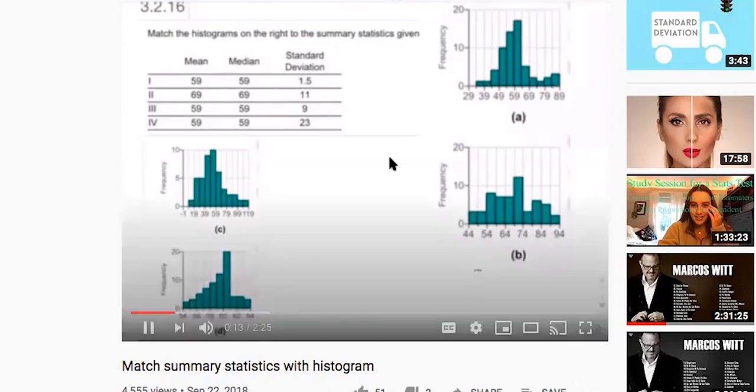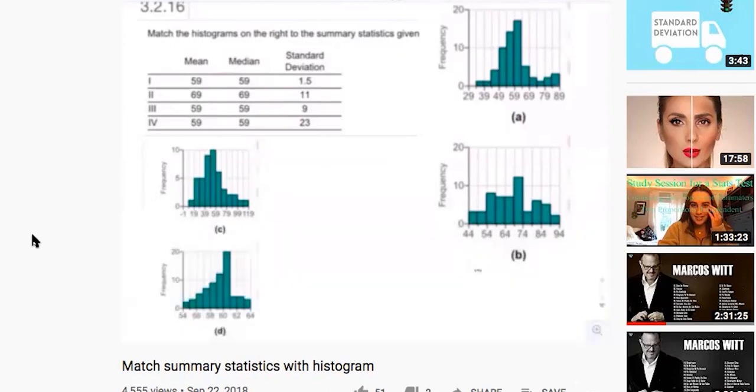One observation that we can make here is that the mean and the medians are both either 59 or both 69. The second summary statistics has mean and median 69, and the other ones are all 59. So we have to find that. That's like our first thing we should look at.